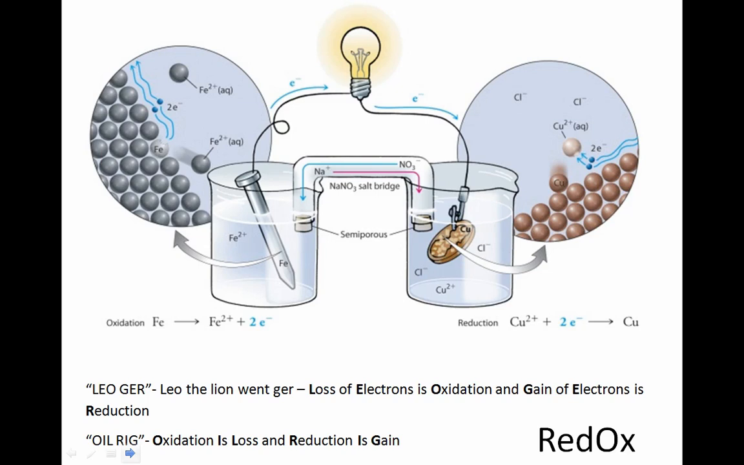And basically, the thing that's causing that flow of electrons is the fact that you have two different metals. So the idea is you have dissimilar metals. You have iron on the left side, and that's where oxidation is occurring, and copper on the right side, and that's where reduction is occurring.